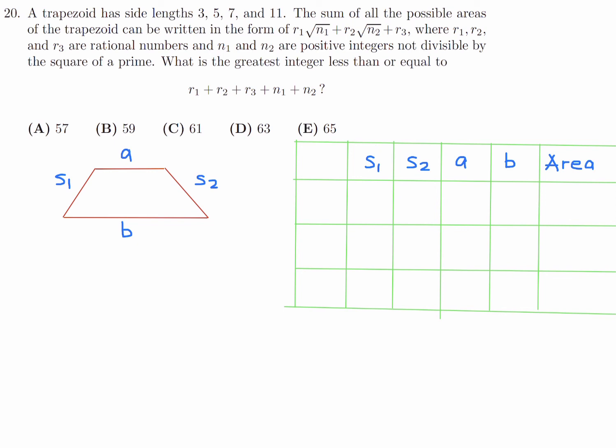Now B, we know most likely is going to be the 11 of these numbers given, because just the nature of the diagram tells us that it's most likely 11. Now A therefore can be any of the others. It can be either 3, 5, or 7. If that is the case, then S1 and S2 over here are 5 and 7. In this scenario, it's 3 and 7, and here it's 3 and 5. So for each of these, we have to figure out the area.